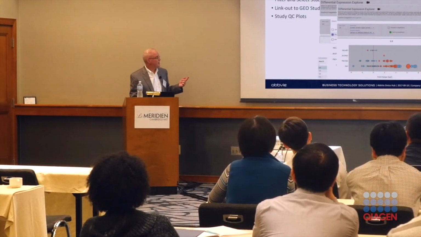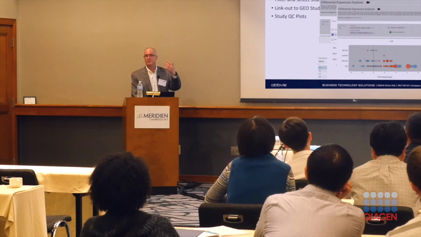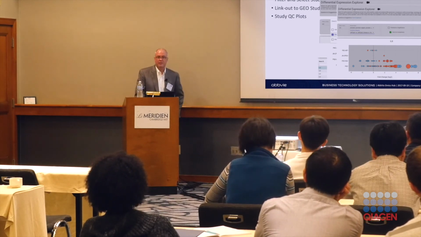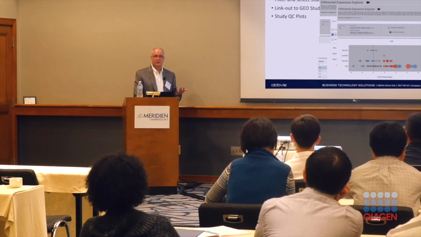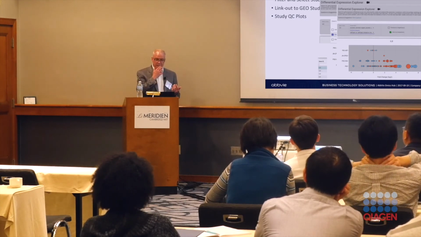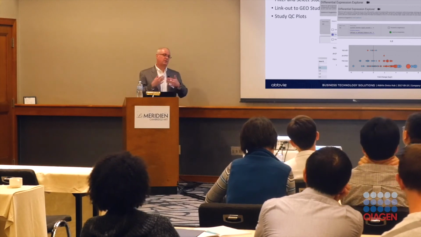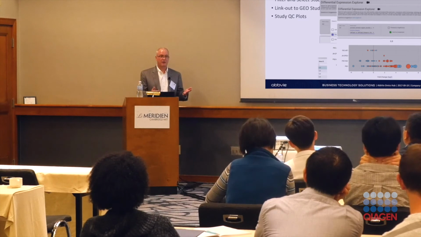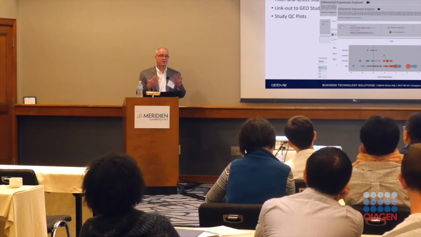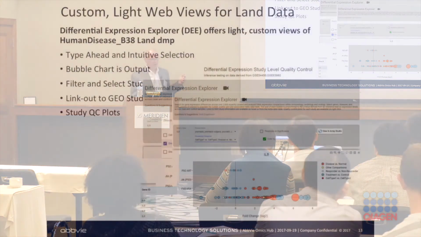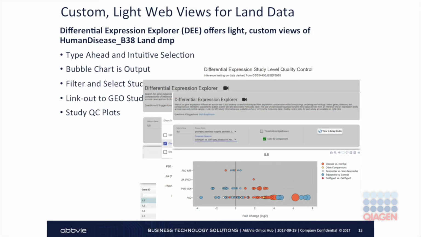Now, one of the things that we saw earlier was these new web views of the lands. We tried to develop that for our own. We certainly have web services within the company, certain views where you can look up something about a project you'd like to see. Also, then for that target, where is it expressed? Is it differentially expressed? Any diseases? So in this case, we've got light web views based on human disease land.